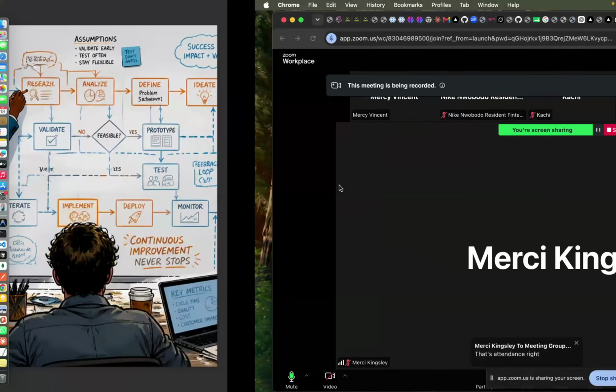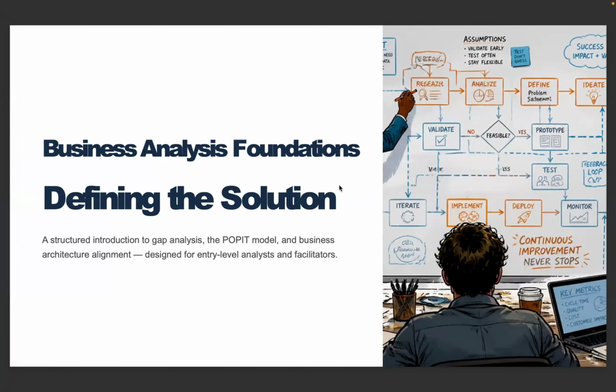So today we're going to be looking at an important aspect, which is defining the solution. So we all know that before an organization decides to build a new system or change a process or introduce a new way of working in their organization, there's someone who needs to first understand what problem they are actually trying to solve. And that is where a business analyst comes in.